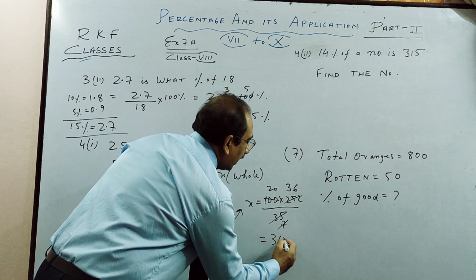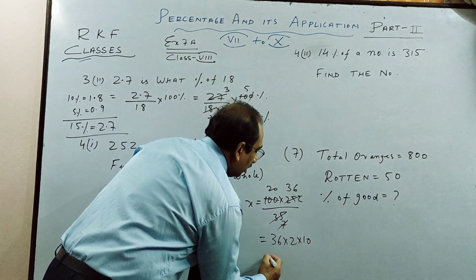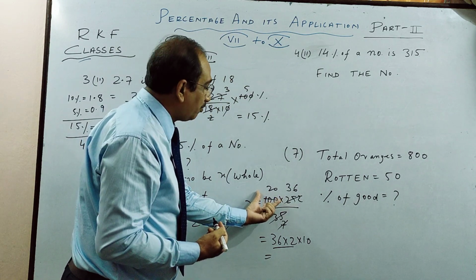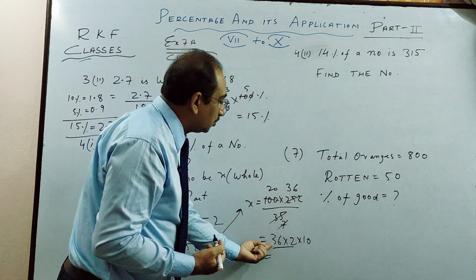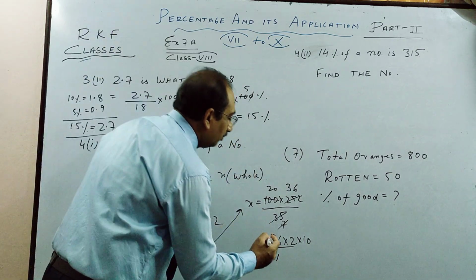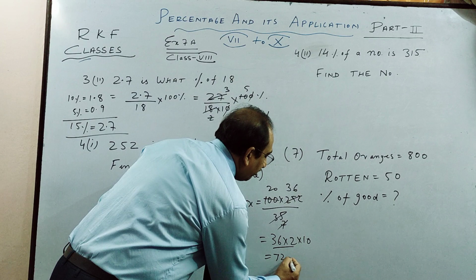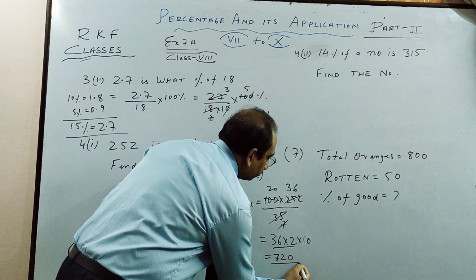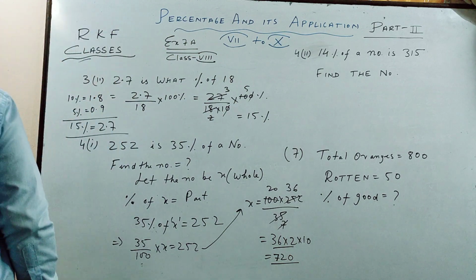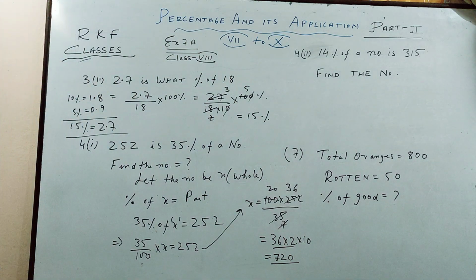So finally we get 36. You can write it as 2 into 10. So 72. This is also how you can multiply mentally. So 36 2s are 72, and this is a number, so it will be 720. 36 2s are 72, put 1 zero. So we have the answer as 72.